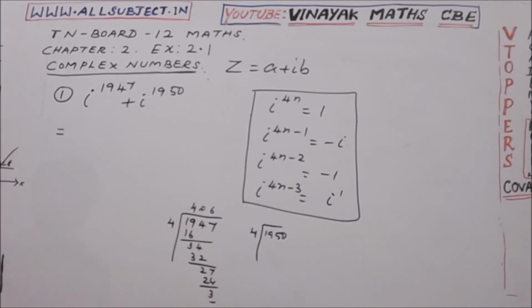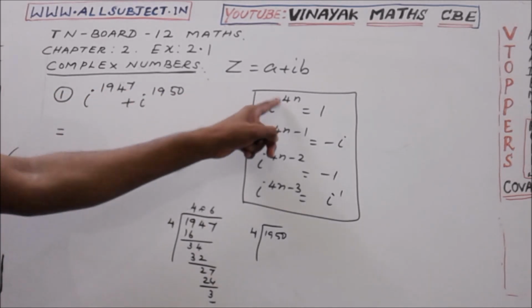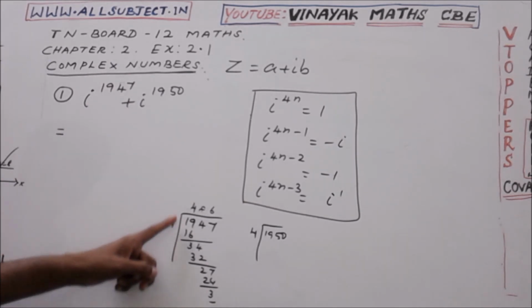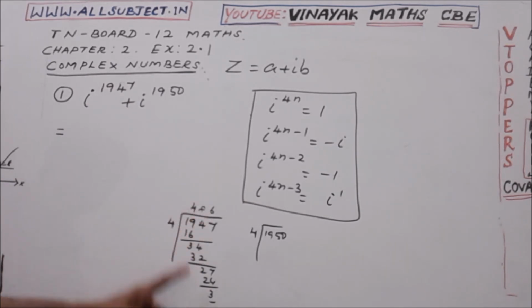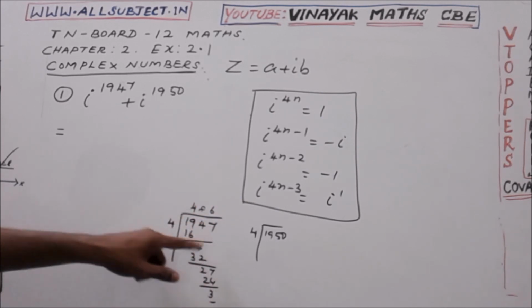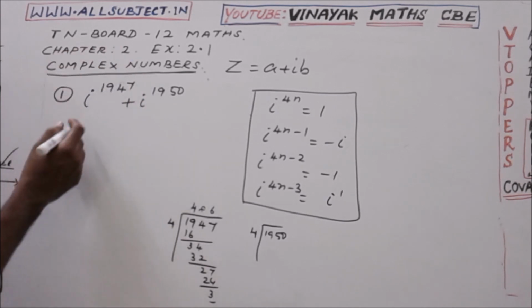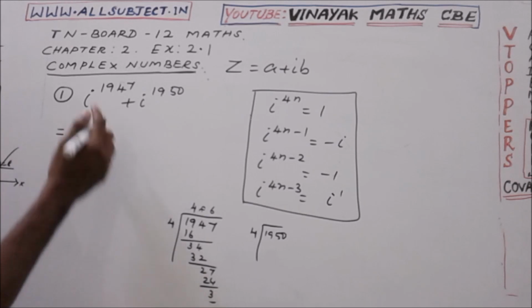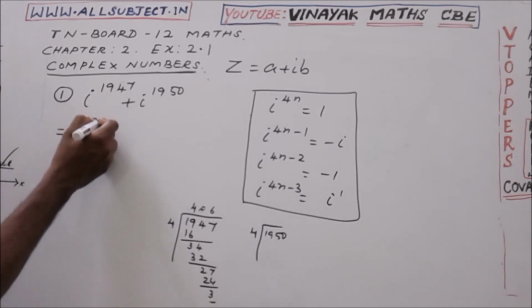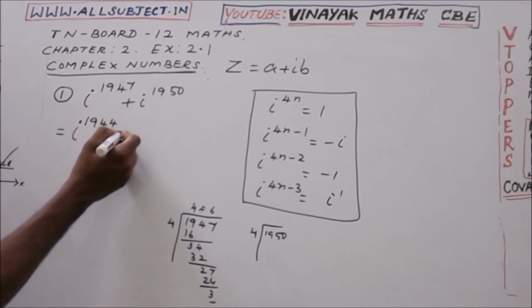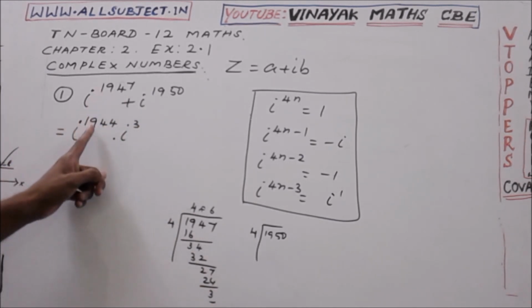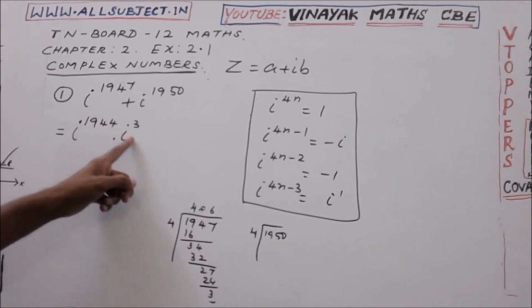Divide 1947 by 4, because a multiple of 4 in the power becomes 1. By dividing by 4, the remainder is 3, with 486 as the quotient. So we can split this as i to the power 1944 into i to the power 3, using the remainder.